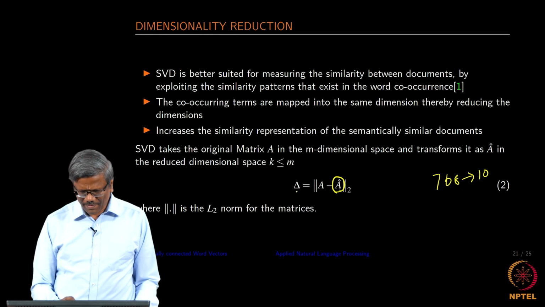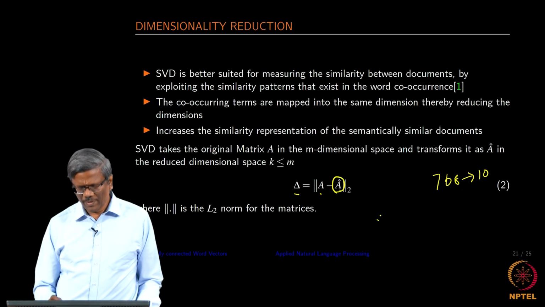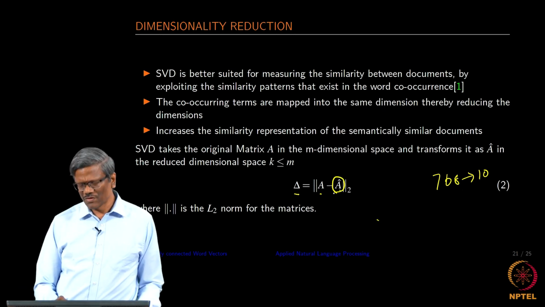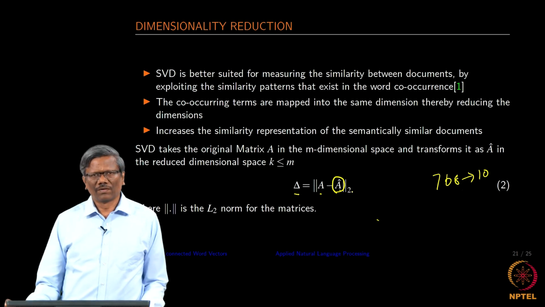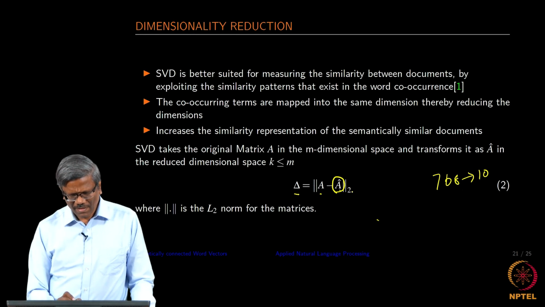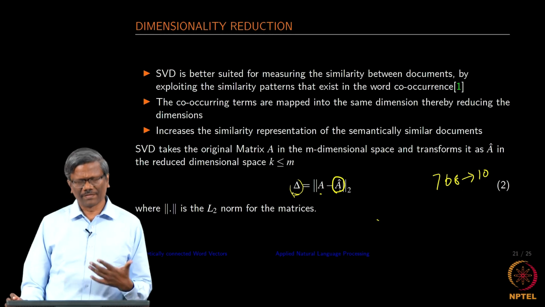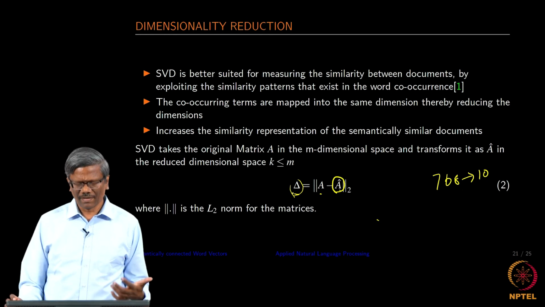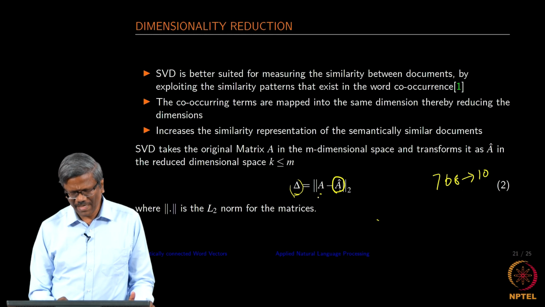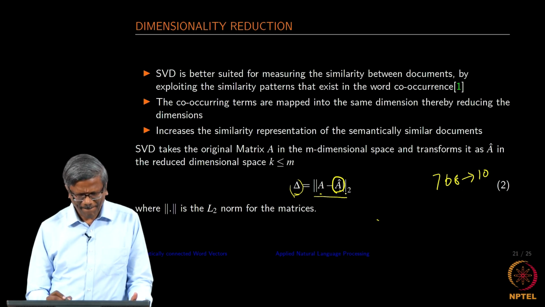So, the difference between the original matrix and the reconstructed matrix should be very minimal. I think we saw in that case as well, right. When you take the L2 norm of the matrices, the delta is very small. We are able to visually see that there are not a lot of errors in the reconstructed image. The same thing we expect in the term document matrix as well.